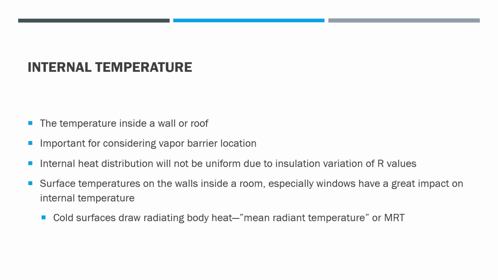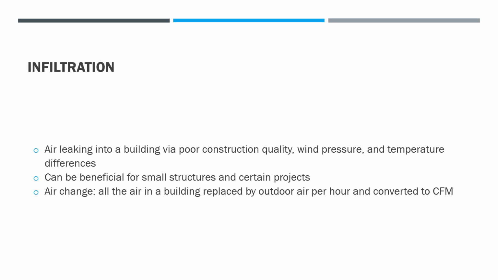And this is a good radiation example too. Heat transfer mechanism: surface temperatures on the walls and inside a room, especially windows, have a great impact on internal temperature. Especially windows. They can absorb a lot of heat and definitely heat up a room. And your book talked about this. I forgot which page it was on, but it was in chapter 15. The mean radiant temperature is just cold surfaces drawing radiating body heat, because we all know up to this point the main idea: heat flows downhill from hotter temperatures.